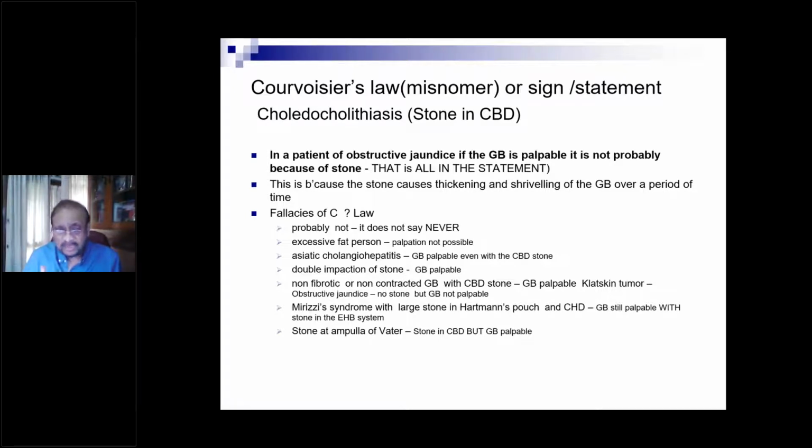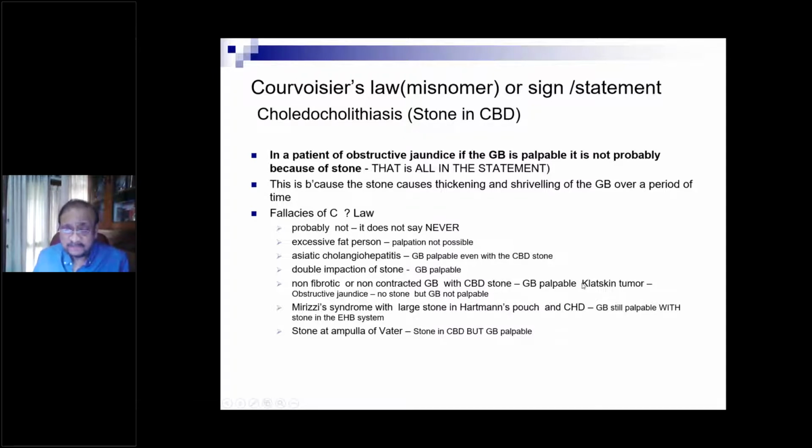Fallacy number 4, Asiatic cholangiohepatitis, because of worms found inside the CBD along with the stone. There, the gallbladder may be palpable. So Asiatic cholangiohepatitis. Next fallacy, which is perhaps the most famous fallacy, and that is double impaction of stone, that is impaction at the neck of the gallbladder and impaction at the CBD. Next fallacy, non-fibrotic or non-contracted gallbladder with CBD stone, which we referred to as fallacy number 1, right?